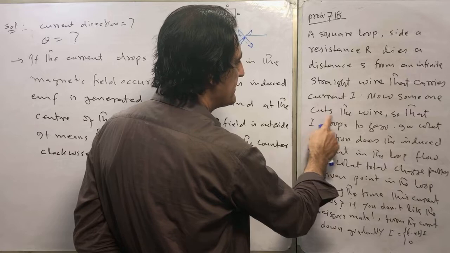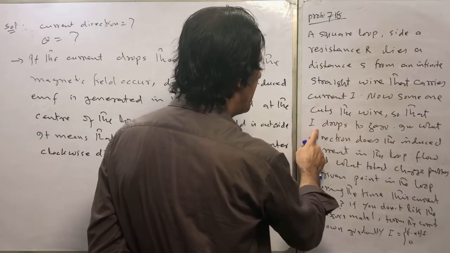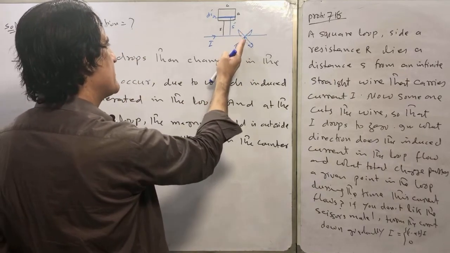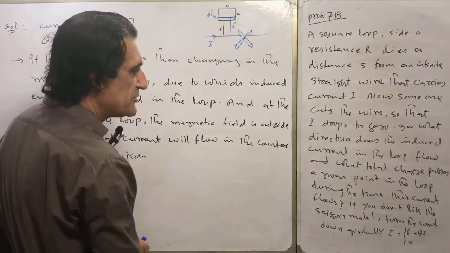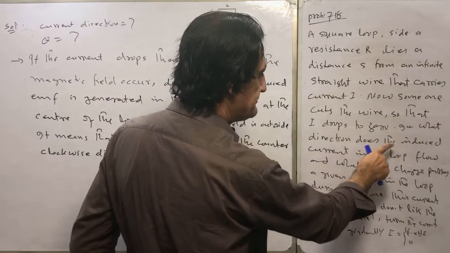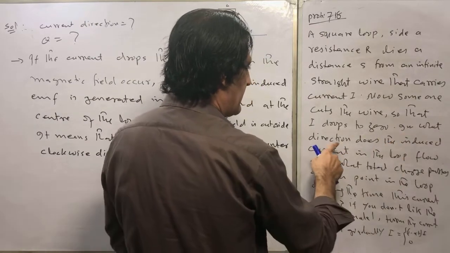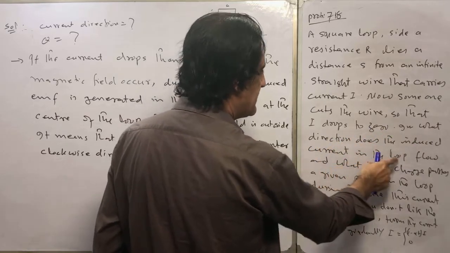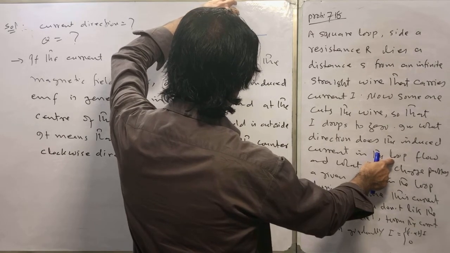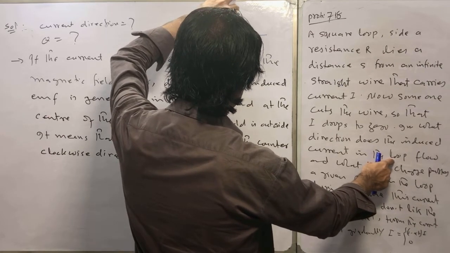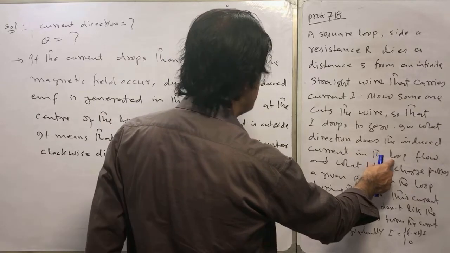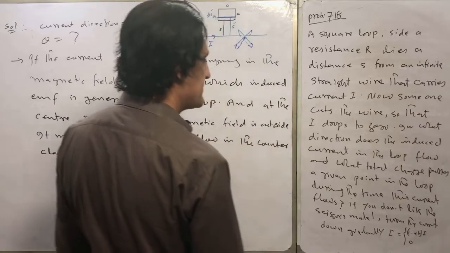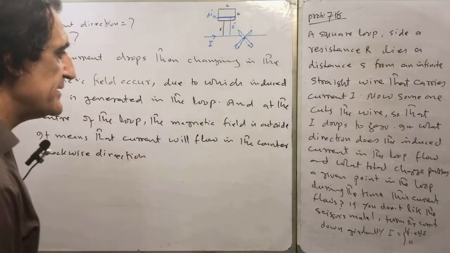Now someone cuts the wire so that I drops to 0. In what direction does the induced current flow in the loop? We have to find the direction of the current in this loop, and what total charge passes a given point in the loop.